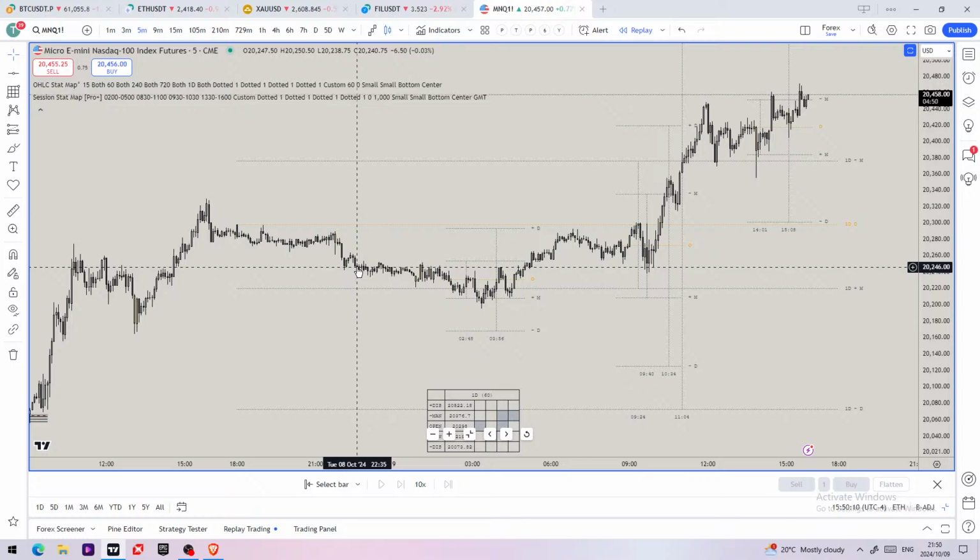Right. So any more questions? This went on longer than I anticipated, but I think I went a bit deeper than ordinarily I would have in terms of explaining how I personally use the Statmap, session Statmap, for my personal trading.